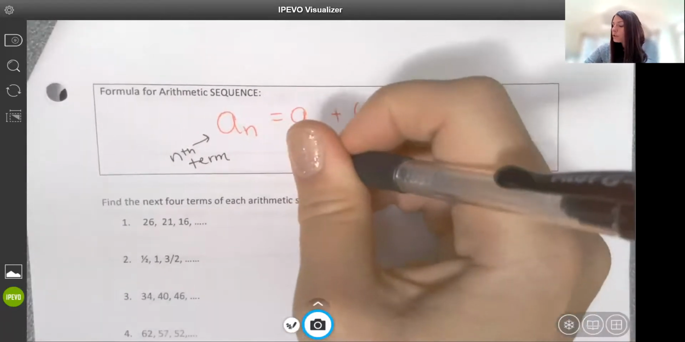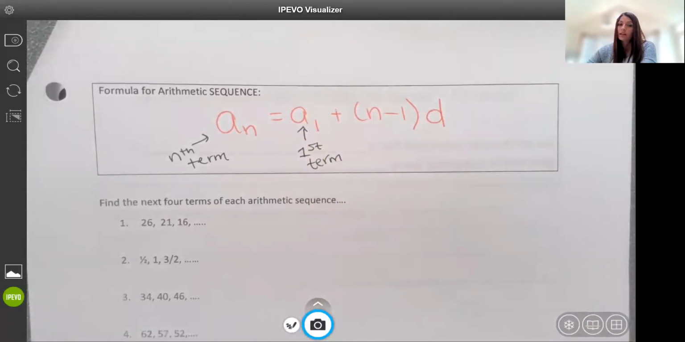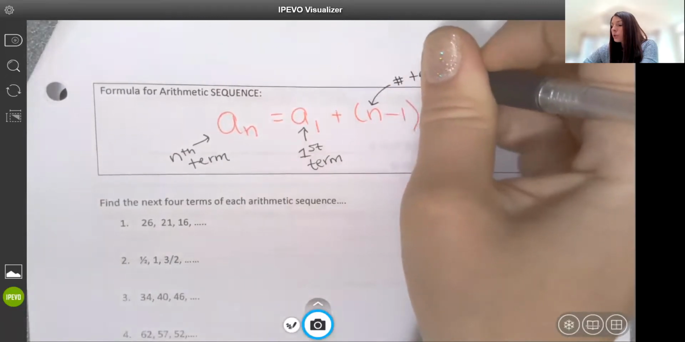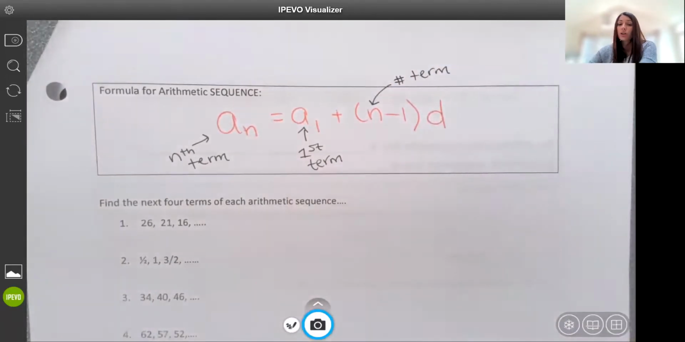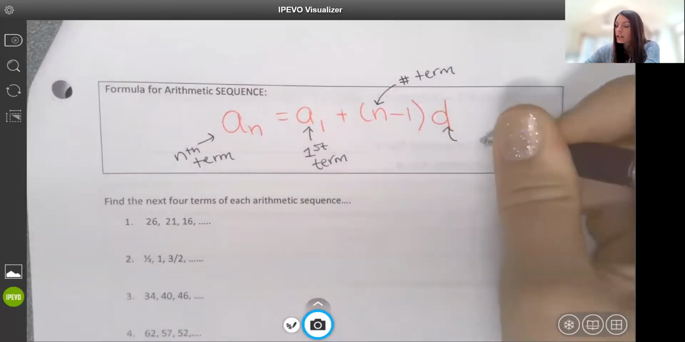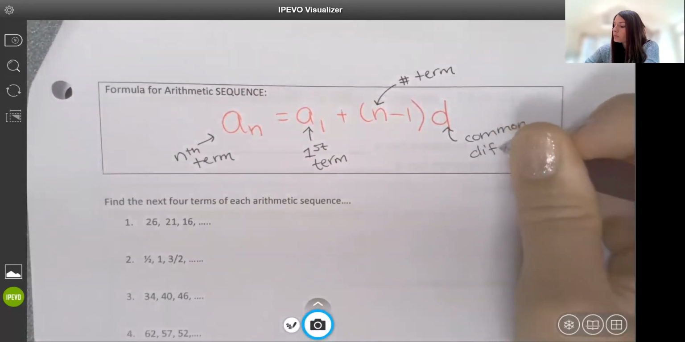A sub 1 is my first term, so we do need to know what our first term in that sequence is. N is whatever number term I'm looking for. Again, if it was the 103rd term, I'd put in 103 for n. And d is our common difference.